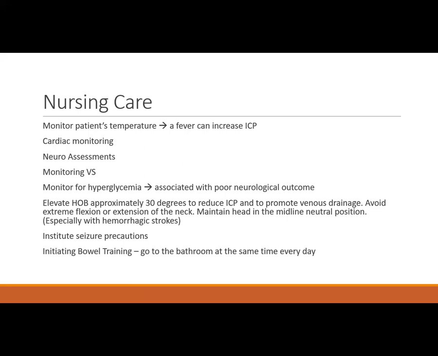Monitoring your vital signs, monitoring for hyperglycemia, which is associated with poor neurological outcomes, and elevating your head of bed approximately 30 degrees to reduce ICP and to promote venous drainage. So yes, hyperglycemia, just because that high sugar can cause damage to the vessels. That's why it's associated with poor neurological outcomes. But like I was saying, in order to decrease your ICP and promote venous drainage, you want to have that head of bed up 30 degrees and maintain head midline in that neutral position, especially with your hemorrhagic strokes. You want to initiate your seizure precautions and initiate bowel training.